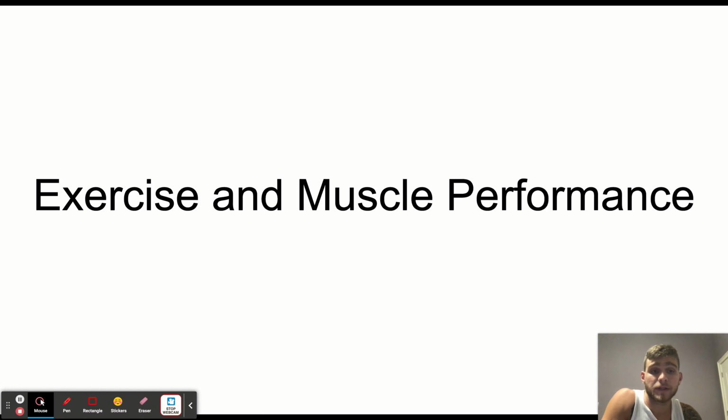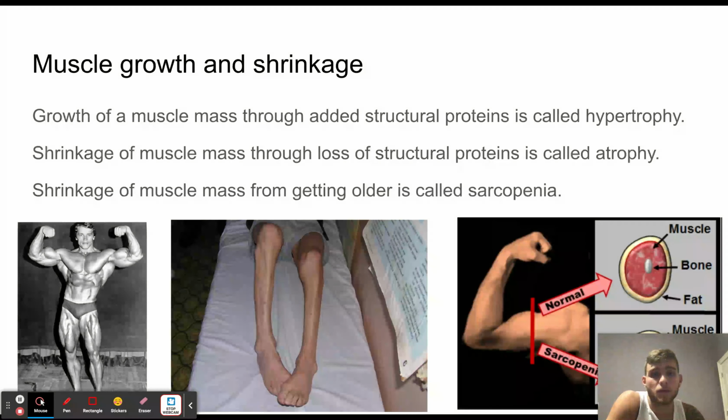All right, next up we have exercise and muscle performance. Three main terms are hypertrophy, atrophy, and sarcopenia. Hypertrophy is the growth of muscle mass through added structural proteins. You can see it here demonstrated by this bodybuilder. He has more mass because he's trained to put that extra weight on. The muscle cells themselves don't actually multiply, they just change shape and hold all those extra structural proteins, which makes them bigger.